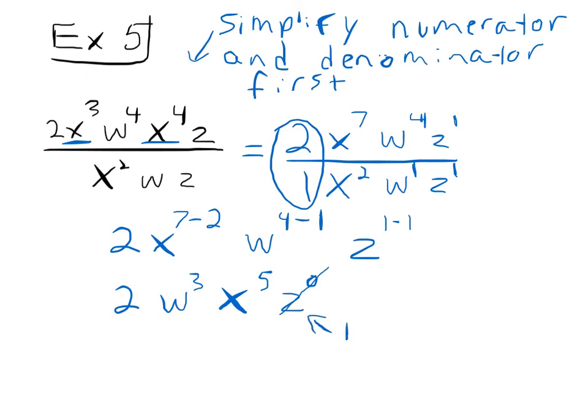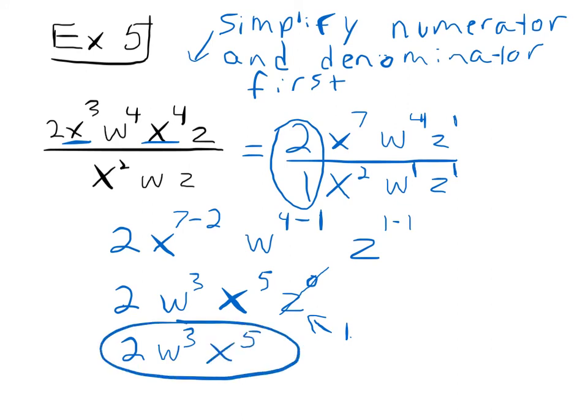So we don't need to include that in our final answer, because if we do 1 times the 2, it's still going to stay just the 2. So our final answer is 2w to the third power, x to the fifth power. Okay, that's our final answer. Another way that you can think about it with those z's is if you look at it in the original problem, what's going to happen with a z over a z up here?